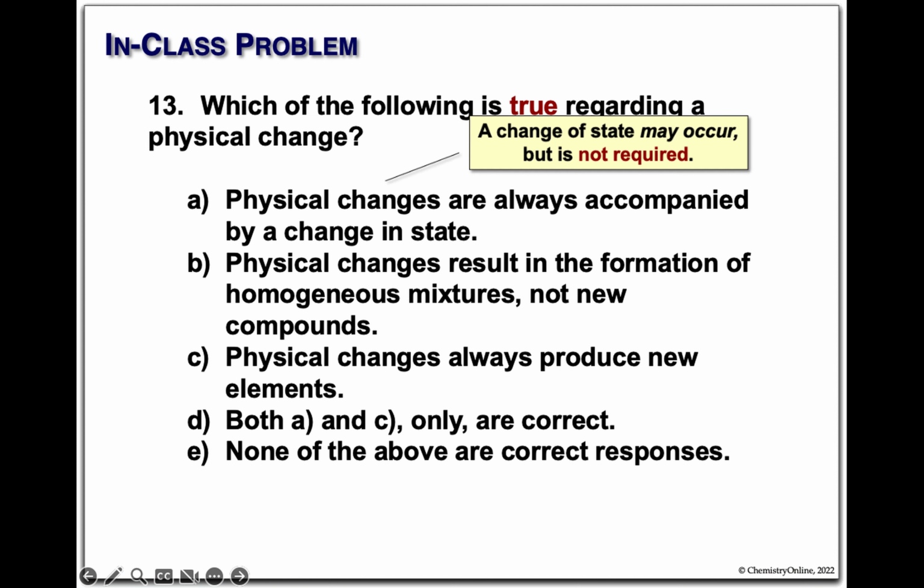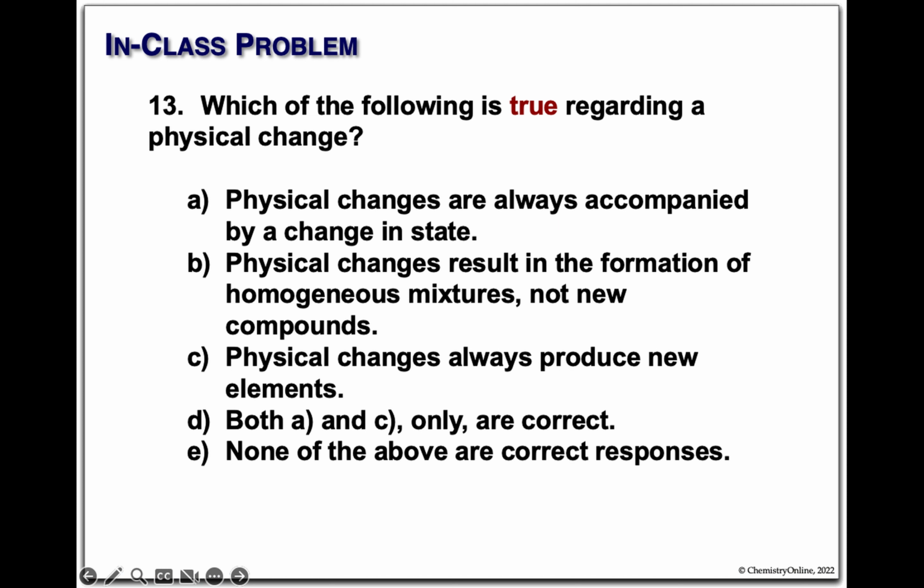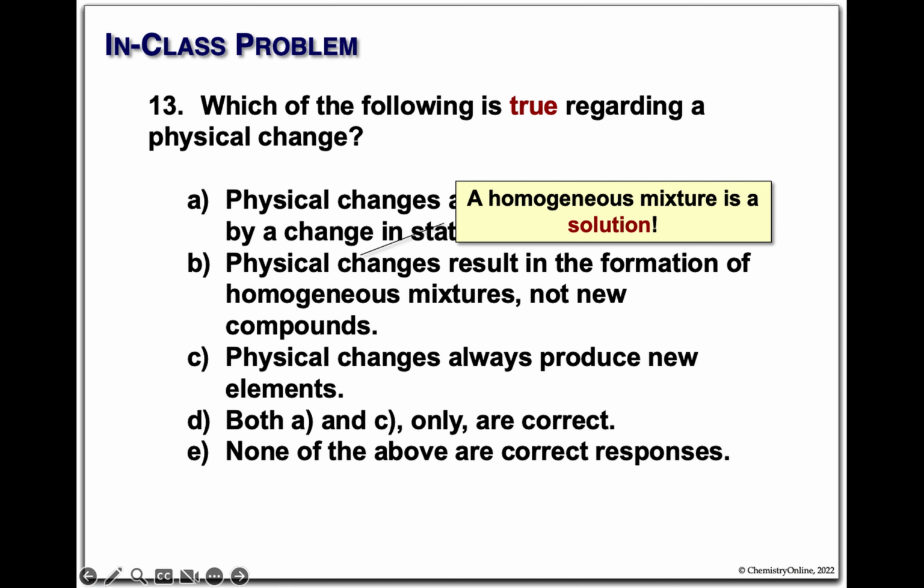Physical changes result in the formation of homogeneous mixtures. Oh my goodness, not new compounds. Well, they don't make new compounds, but heterogeneous mixture as a solution. We don't have to dissolve something for a physical change. We can, but we don't have to.